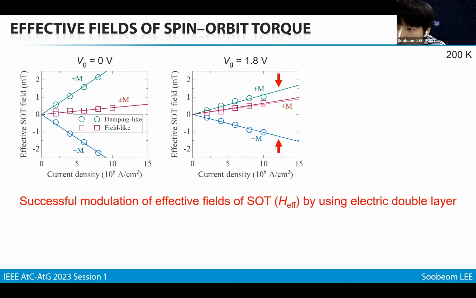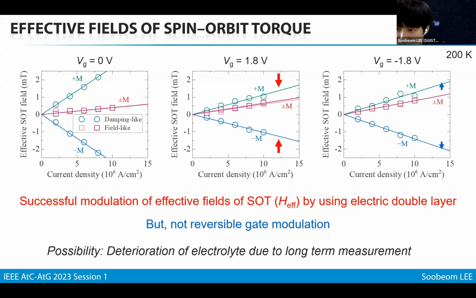Here we show the current density dependencies of the extracted effective magnetic field under applied gate voltage of 0 and 1.8 volts. The effective fields of the damping-like spin orbit torque are significantly modified when the gate voltage of 1.8 volts is applied. However, unfortunately, when the negative gate voltage was applied in sequence, reversible gate modulation of resistance and effective magnetic fields was not achieved. We guess that the electrolyte was deteriorated due to very long-term measurement.